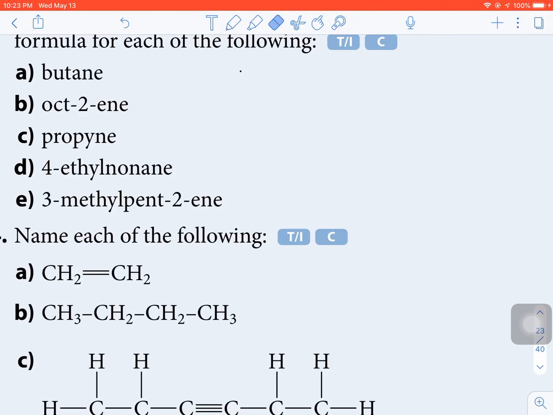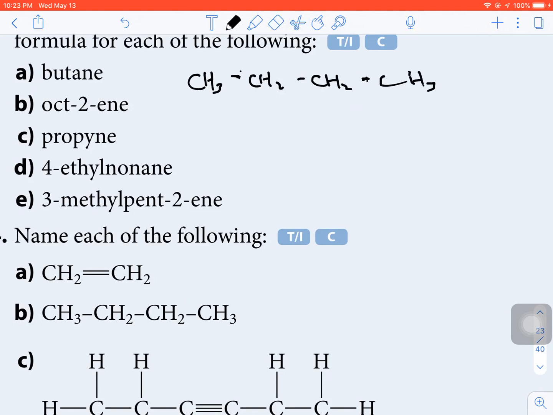It's got 4 carbons. 1, 2, 3, 4 carbons, and there are single bonds that join each of the carbons to the next carbon. And then the hydrogens need to be added in. So this carbon has 1 bond to carbon, it needs 3 hydrogens, CH3, CH2, CH2, and CH3. All right, so there's butane.